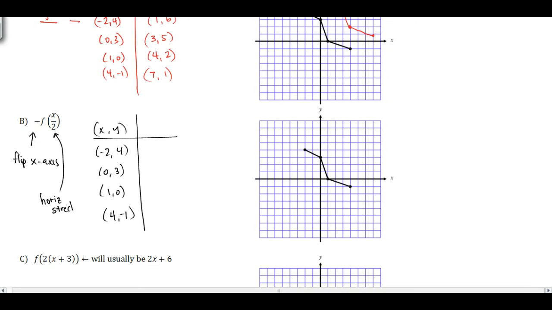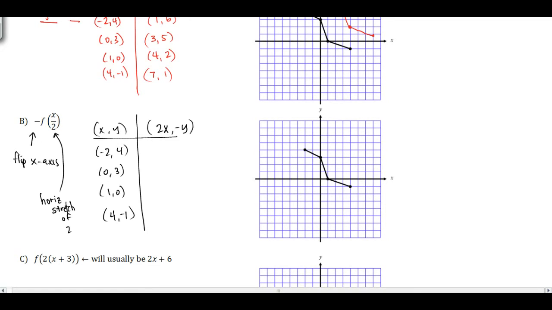Now remember, we're going to do our multipliers first, but in this case it's kind of nice because they're both multipliers. We're going to have to multiply these things. So when we multiply, if you look up, we have a horizontal stretch of 2. That means all the x's need to get doubled. And then to reflect it over the x-axis, I need to change the sign on the y's.